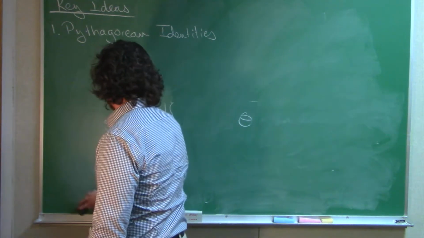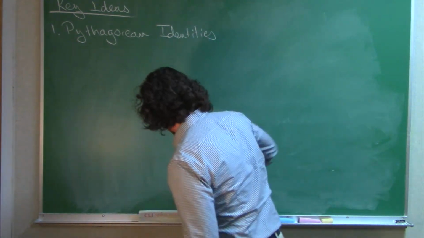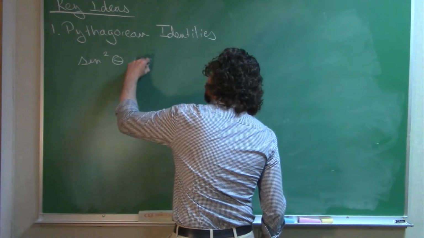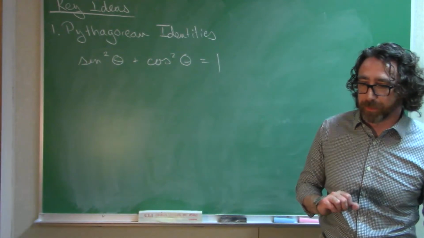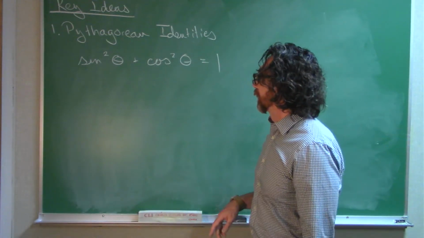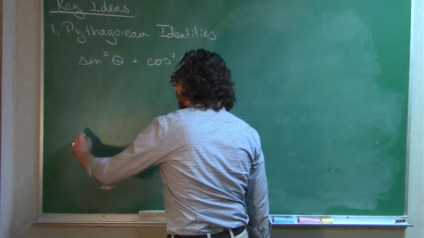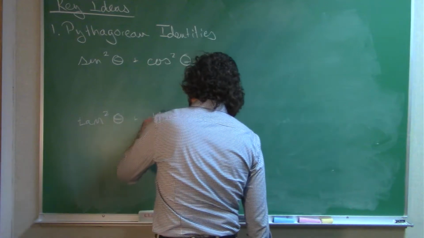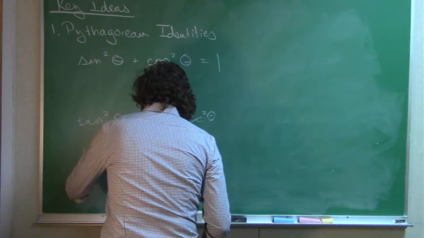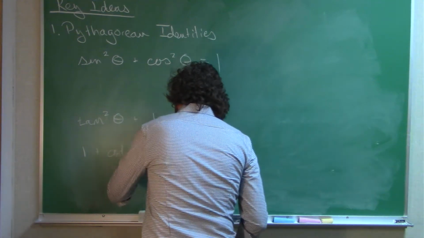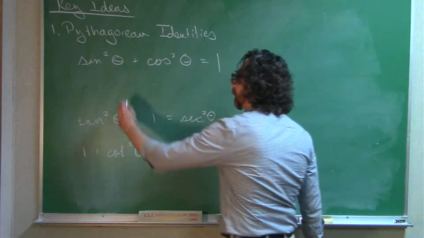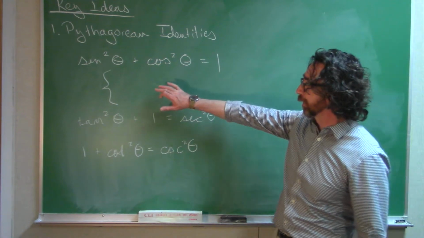So the Pythagorean identities, that's the first of 3 Pythagorean identities. Okay, so sine squared theta plus cosine squared theta equals 1. There are a couple more versions of the Pythagorean identities. For example, if I were to divide everything by cosine squared, this would become tan squared theta plus 1 equals secant squared theta. If I were to divide everything by sine squared, this would be 1 plus cotangent squared theta equals cosecant squared theta.